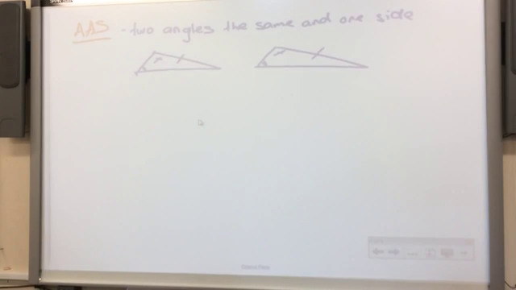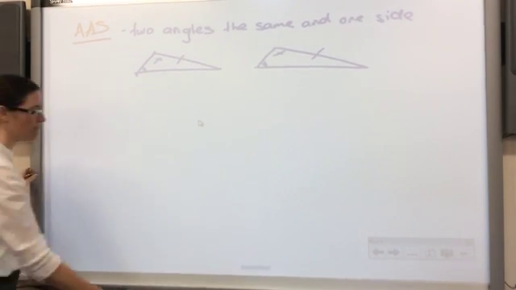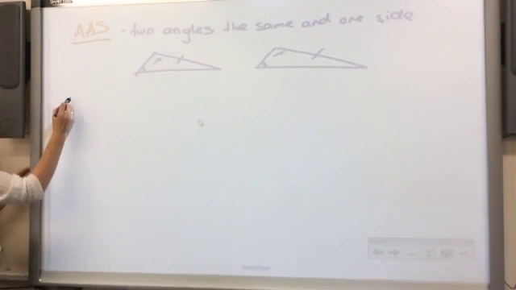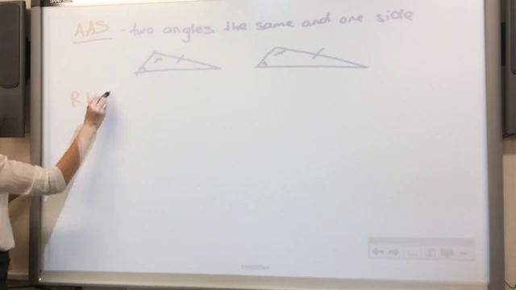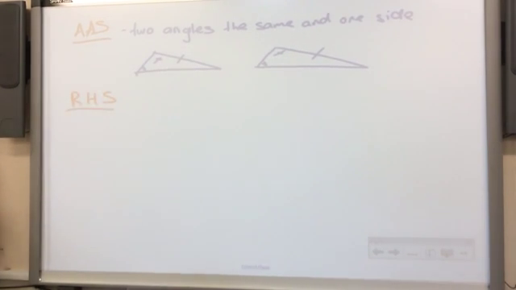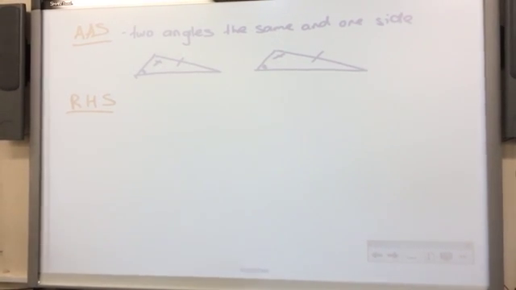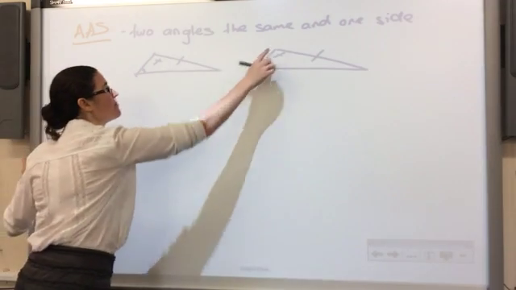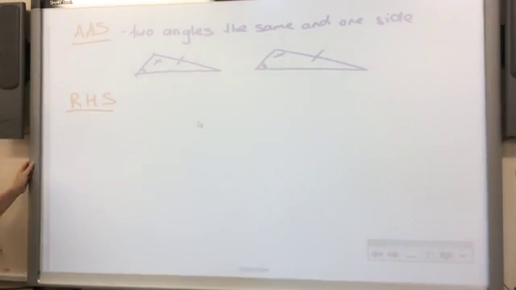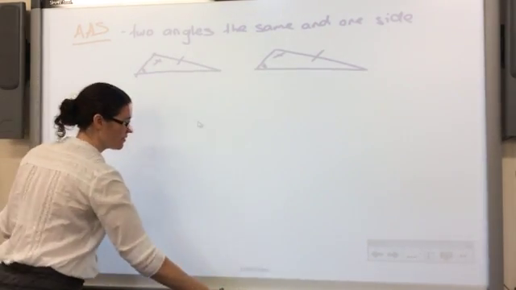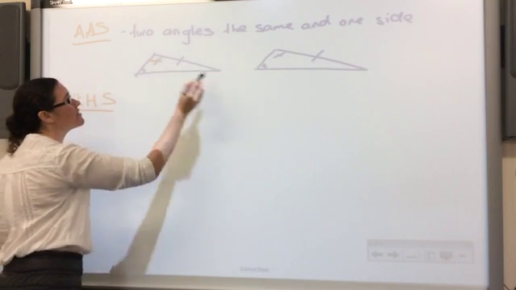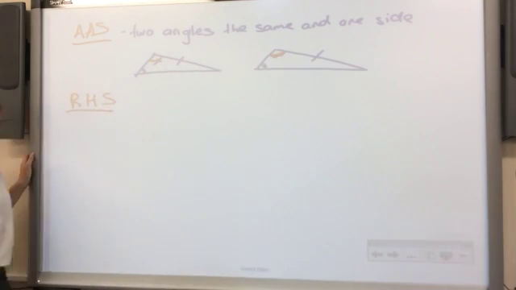Alright, last test. It's a little bit different. Angle, angle, side. Angle, angle, angle. Alright, any guesses? They're just two angles that are the same. That's wrong. This angle here is the same as that angle.